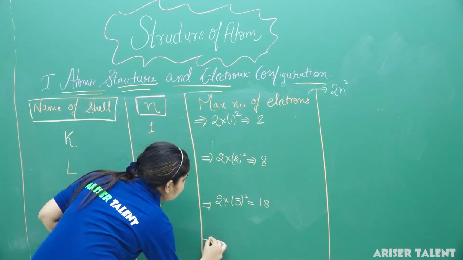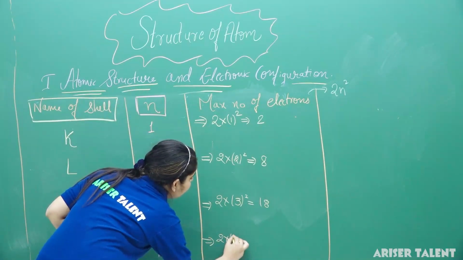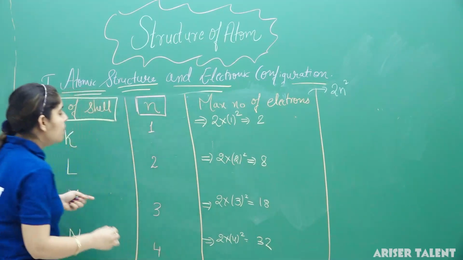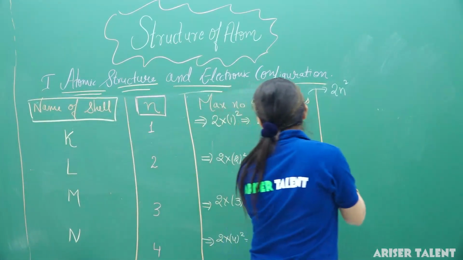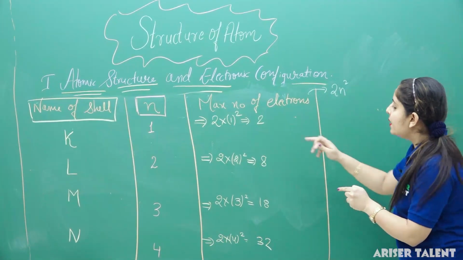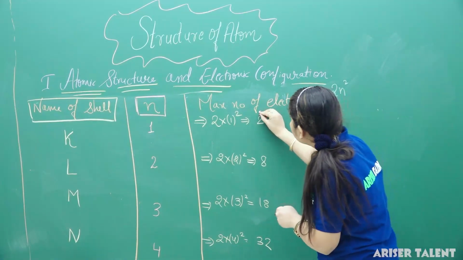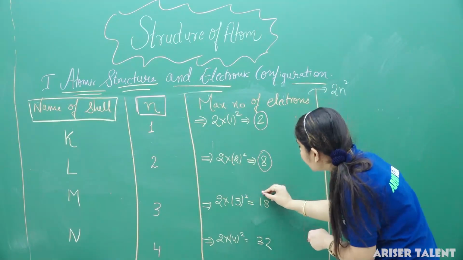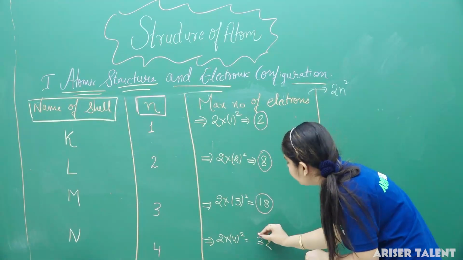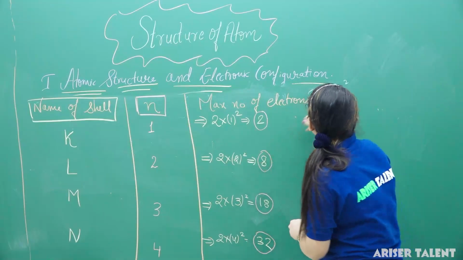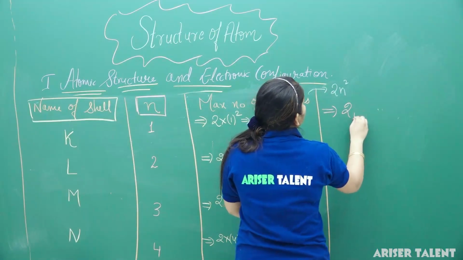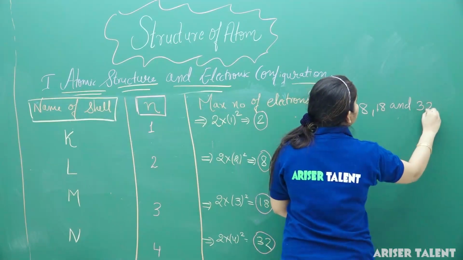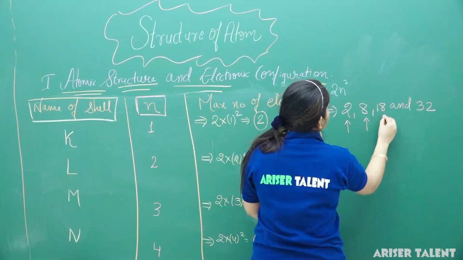In the fourth shell, that is the N shell, we will get 2 into 4 square, that is equal to 32. So these will tell us about the maximum number of electrons that can be accommodated in a particular shell. In K shell, we can have 2 electrons. In L, we have 8 electrons. In M shell, we have 18 electrons. And in N shell, we have 32 electrons. So we have 2, 8, 18 and 32 maximum electrons that can be accommodated in K, L, M, N shell.